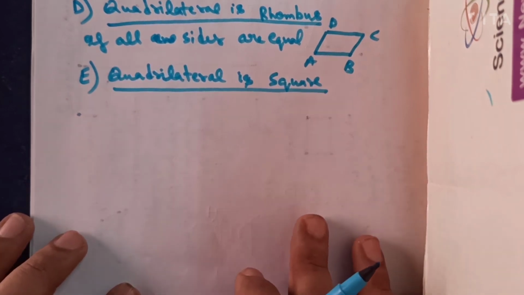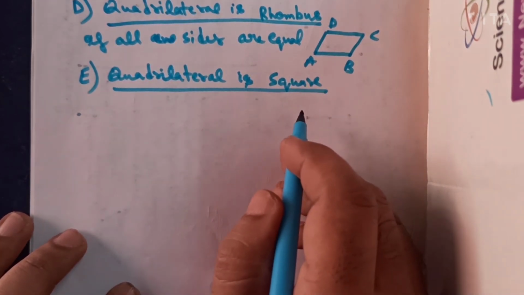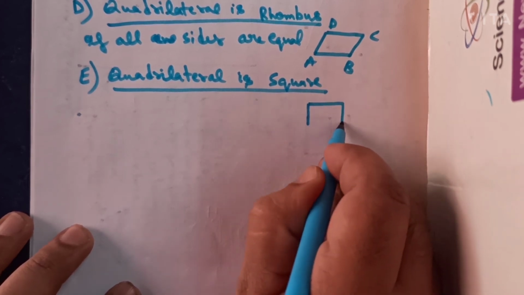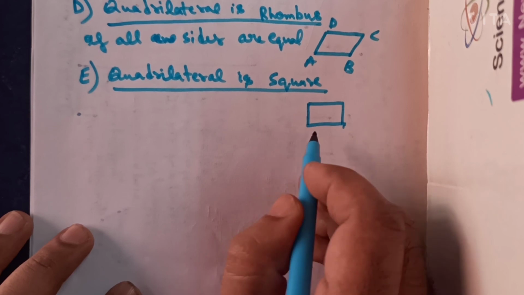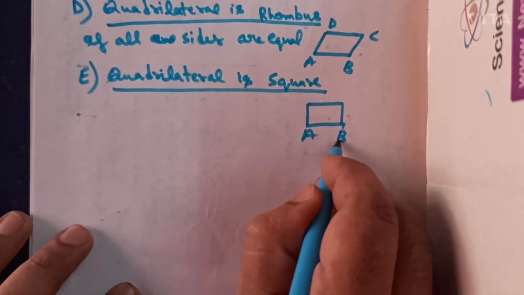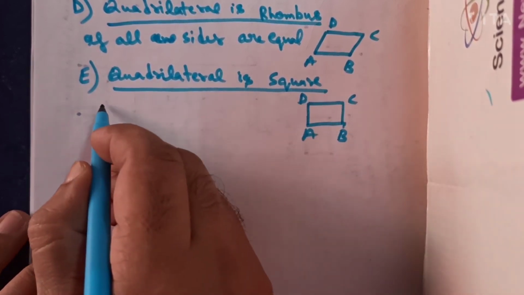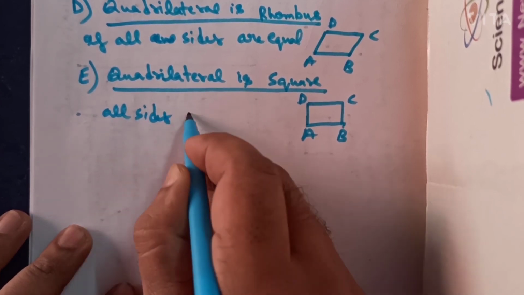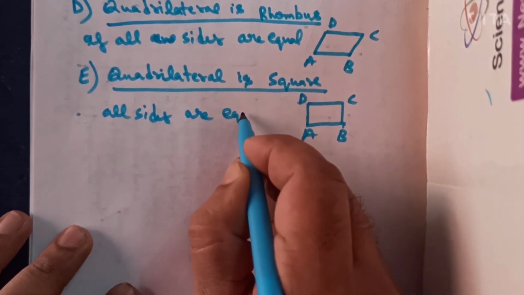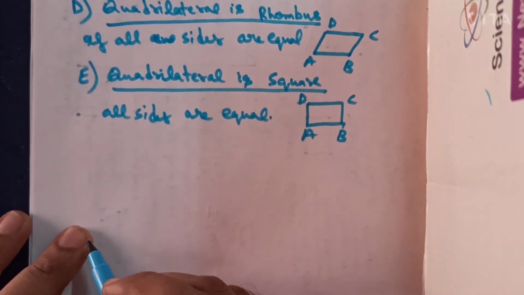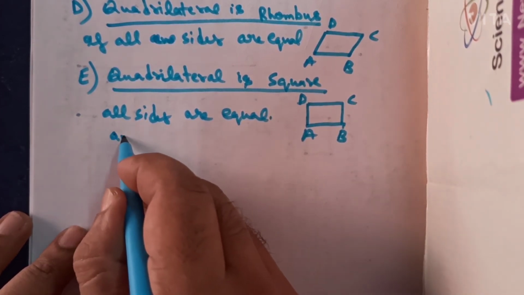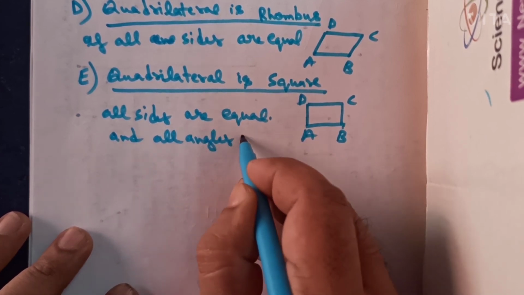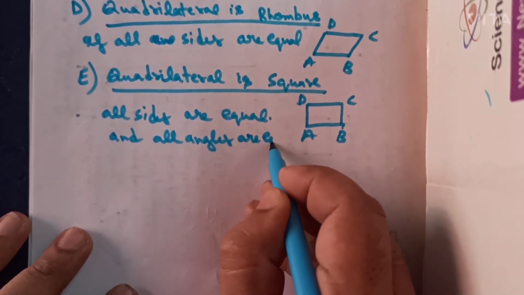Okay, now we need to prove that a given quadrilateral is a square. So a quadrilateral is a square if all sides are equal, so it is a rhombus, and all angles are equal to 90 degrees.